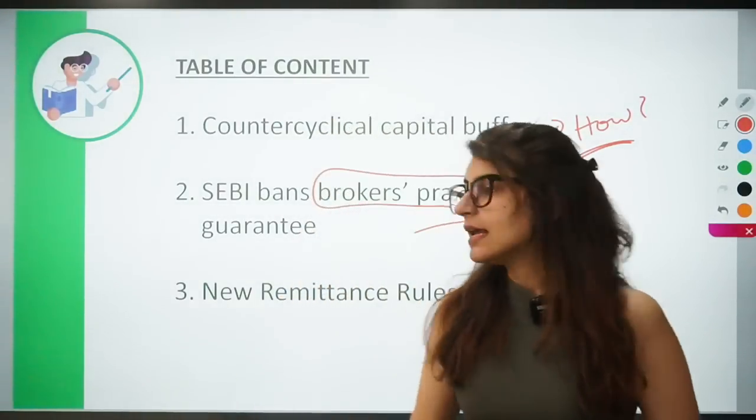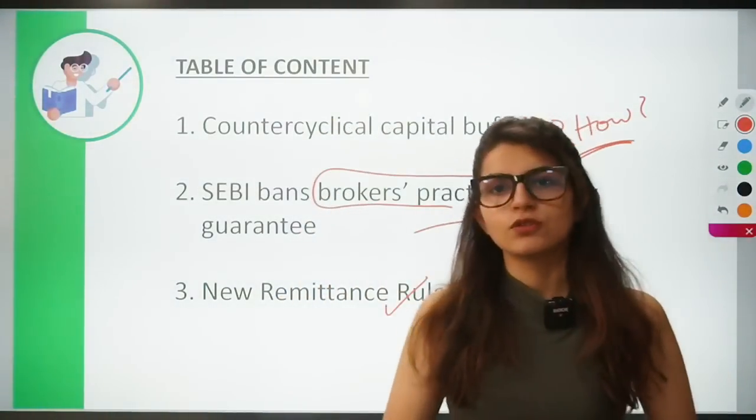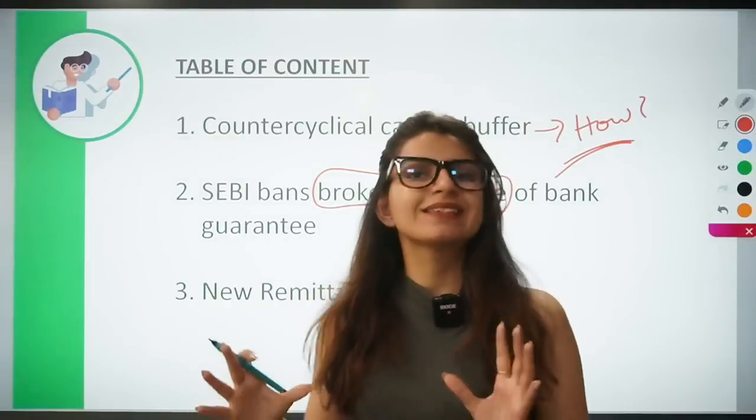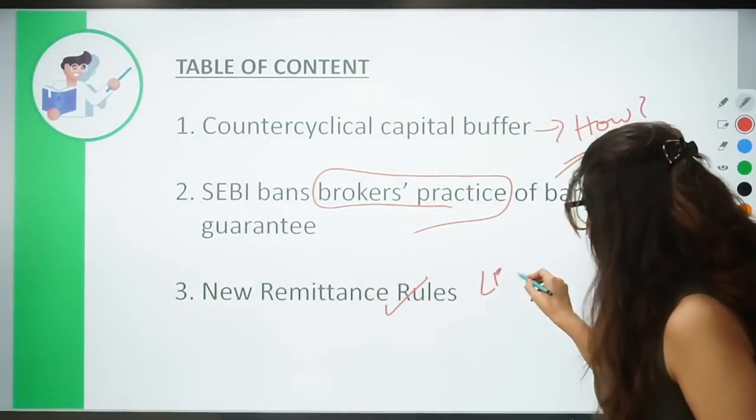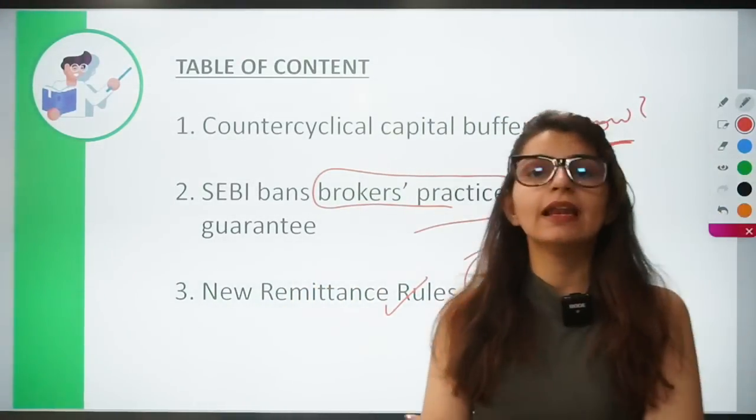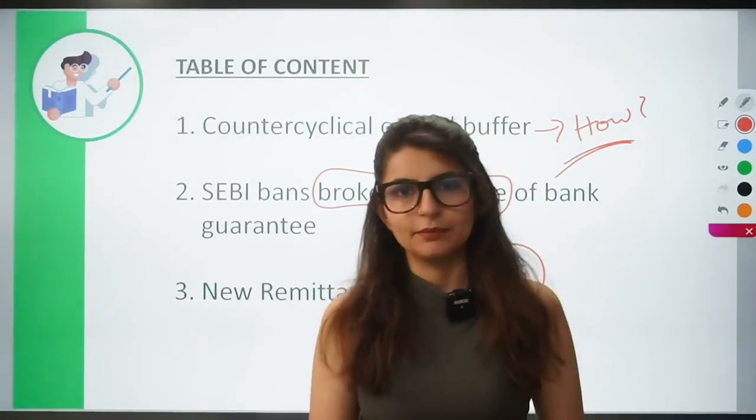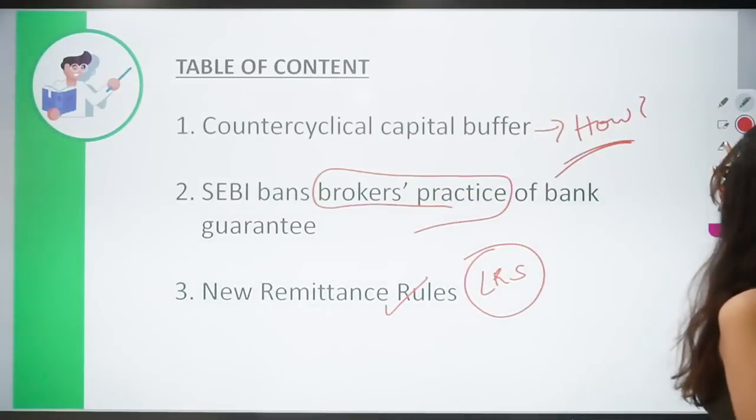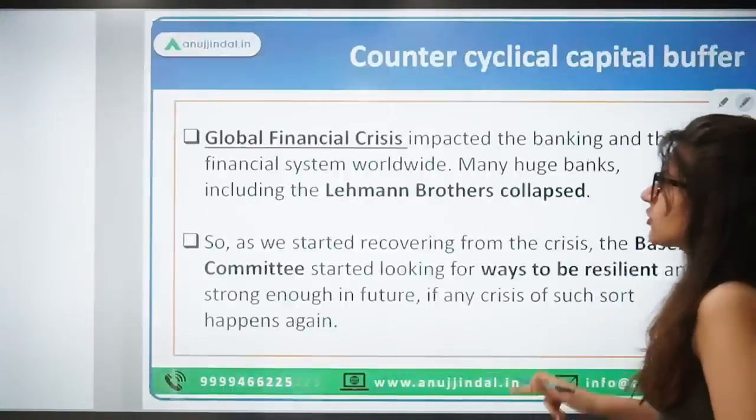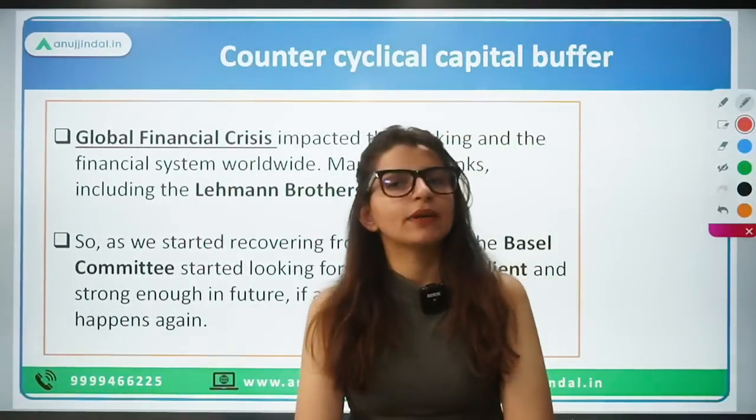The third one is about new remittance rule. So we all know about the liberalized remittance scheme of RBI. Ye bhi hum ek baari detail mein dekhenge. What is this LRS, liberalized remittance scheme, and what are the new rules in this scheme? We'll also have a look at that. Okay. So the first one is about counter cyclical capital buffer.